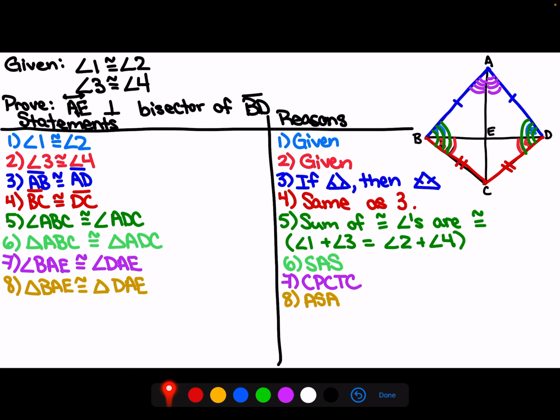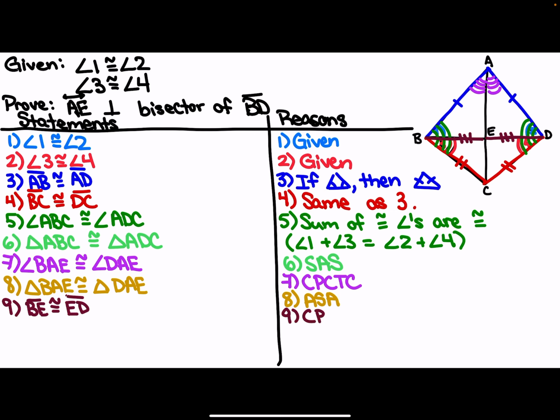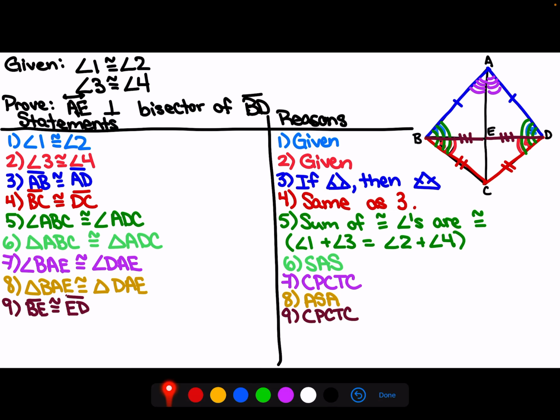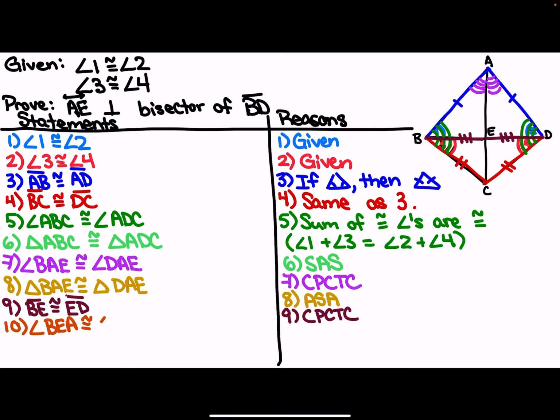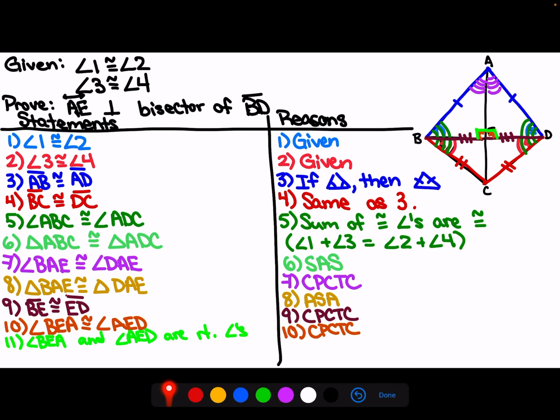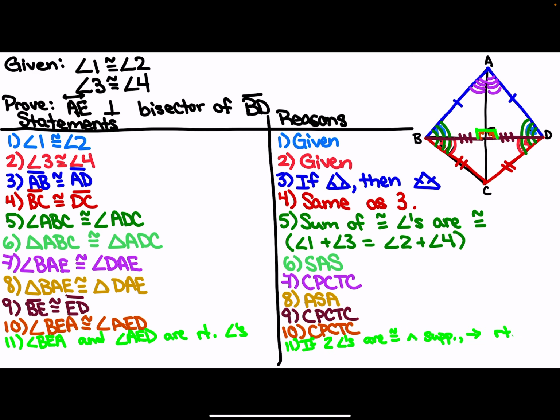And the reason I can say that is because if triangles are congruent, then corresponding parts of congruent triangles are congruent. Again, I'm going to do that with our angles as well. So angle BEA is congruent to angle DEA because CPCTC. Then lastly, well, not lastly, but close to lastly, if these two angles are congruent and supplementary, I can say that they are right angles. So angle BEA and angle AED are right angles. Again, the reason for that, if two angles are supplementary and congruent, then that means that they are right angles.